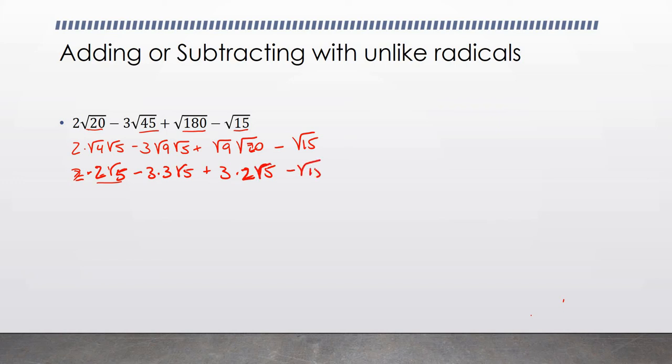And as we said before, root 15 can't be simplified. So I have 4 root 5 minus 6 root 5 plus 6 root 5 minus root 15. Well, negative 6 plus 6 is 0. So my final answer is 4 root 5 minus root 15.